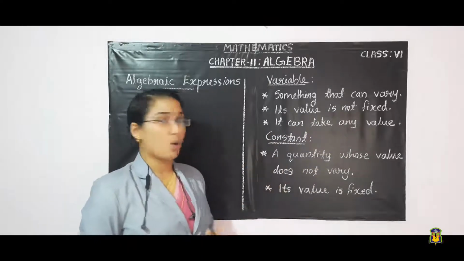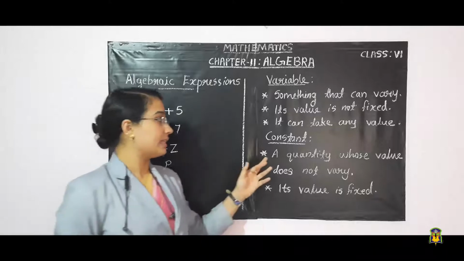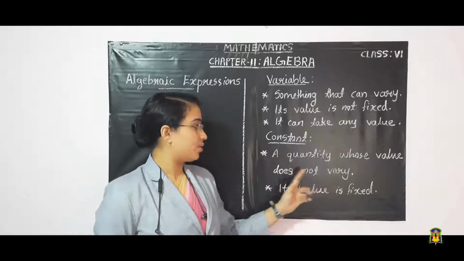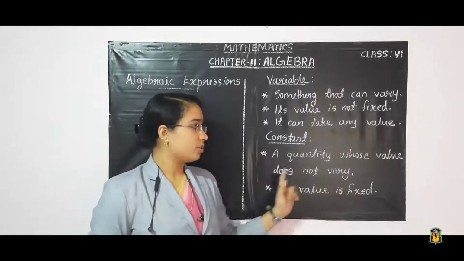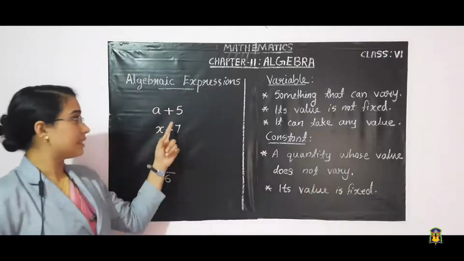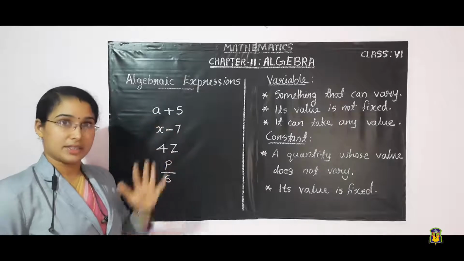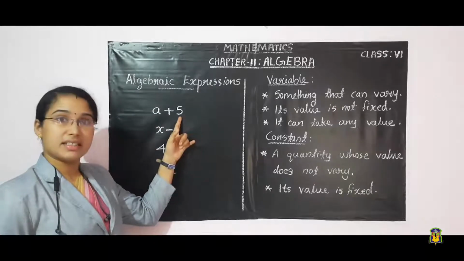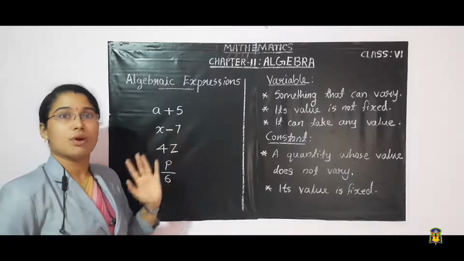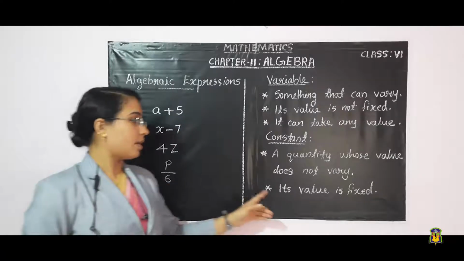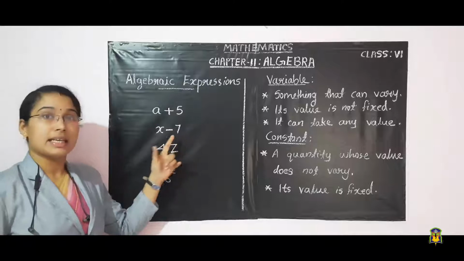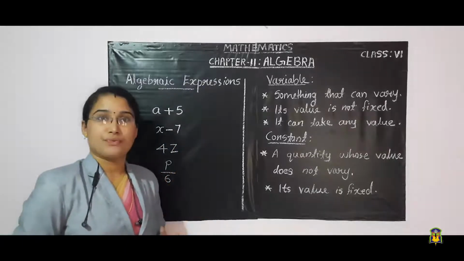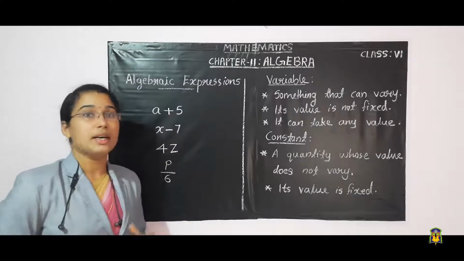Then what is meant by constant? A constant means a quantity whose value does not vary. A quantity whose value does not vary. In this expression, 5 is the constant. So we cannot change this 5. 5 is always 5. Okay. So its value is fixed. Wherever you are seeing the numbers, that value is always fixed. So those numbers are called constants.